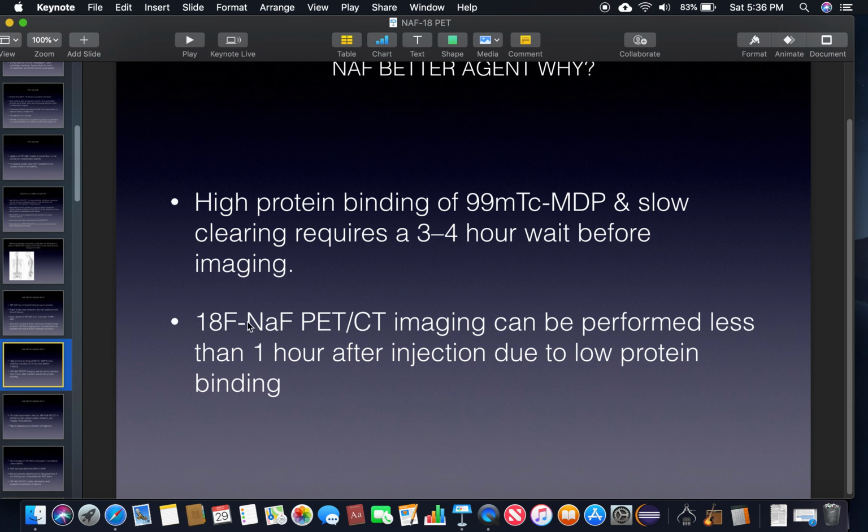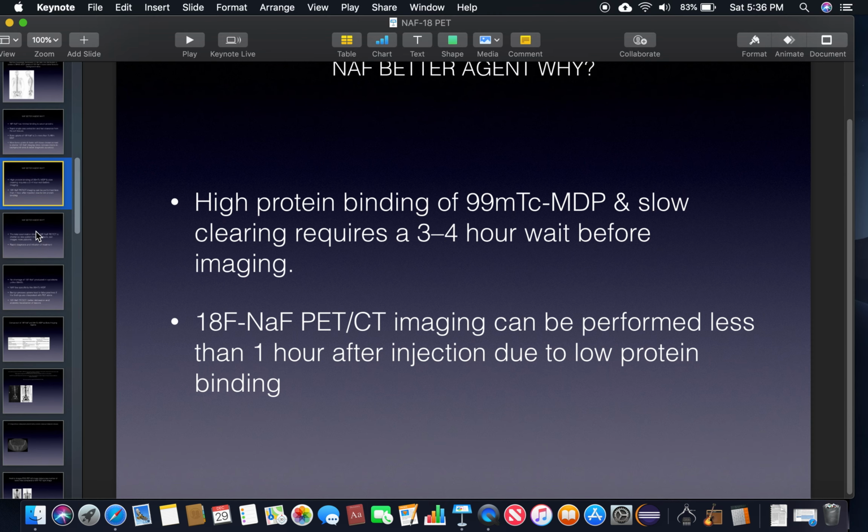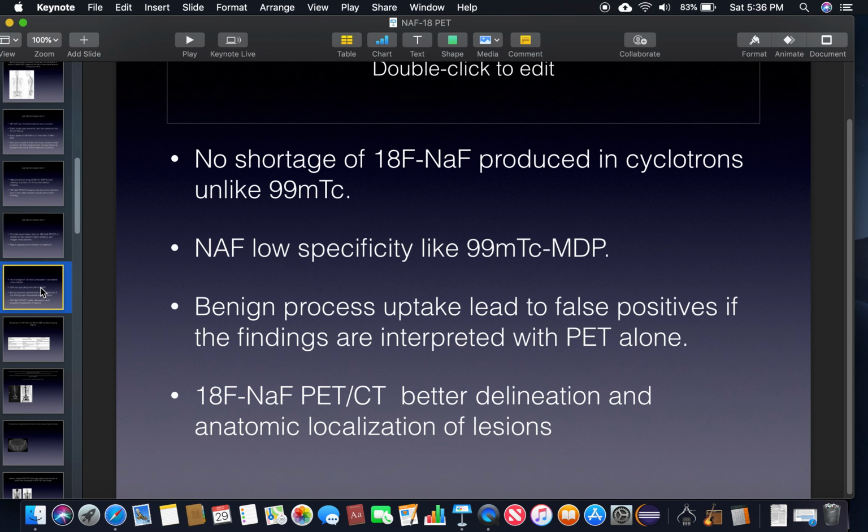As a result, there is a better patient throughput, and you can do a scan quicker and faster. Because of that, there are fewer patient motion artifacts, you can image more patients, and obviously this results, in an indirect way, in better and quicker diagnosis, and rapid initiation of treatment. The other advantage that is being touted these days is the fact that we are often suffering from a shortage of technetium, whereas that's not a problem with NaF because it is produced in cyclotrons.